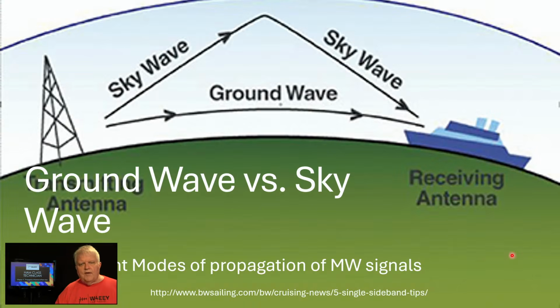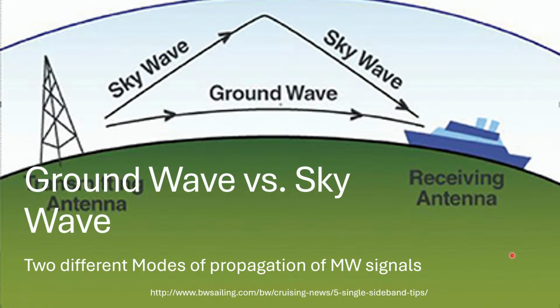And with medium wave, we're typically working with vertically polarized antennas, vertical towers, things like that. And so these are the two modes of propagation for medium wave. During the day, the signal travels along the surface of the Earth, and it's ground wave. We talked about ground wave.